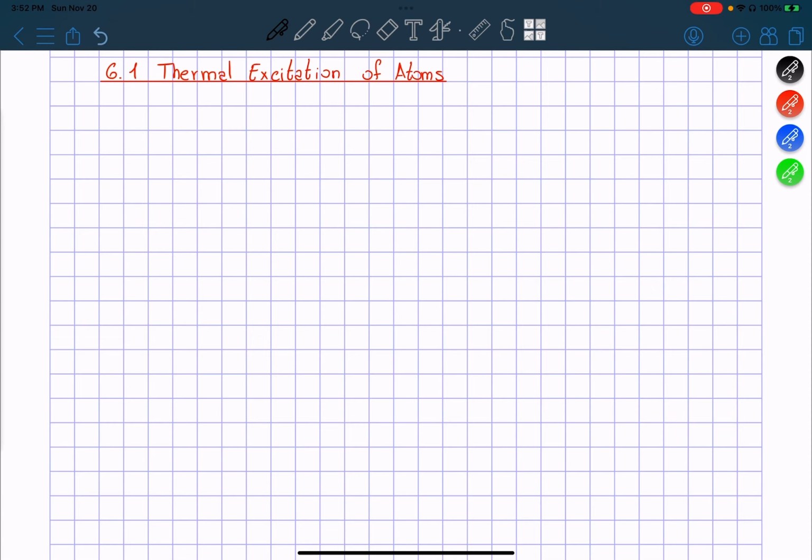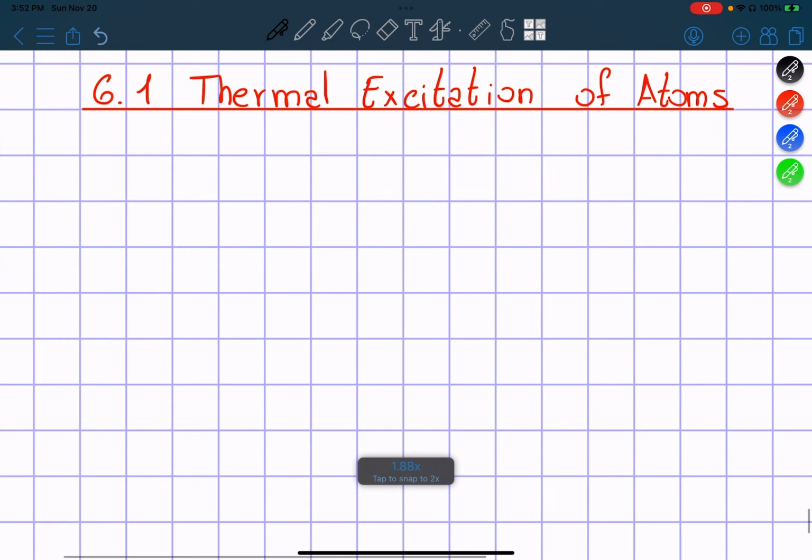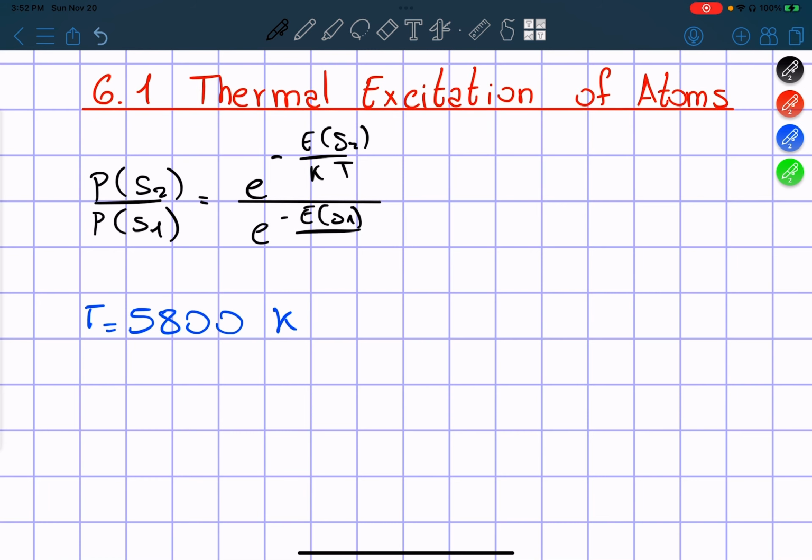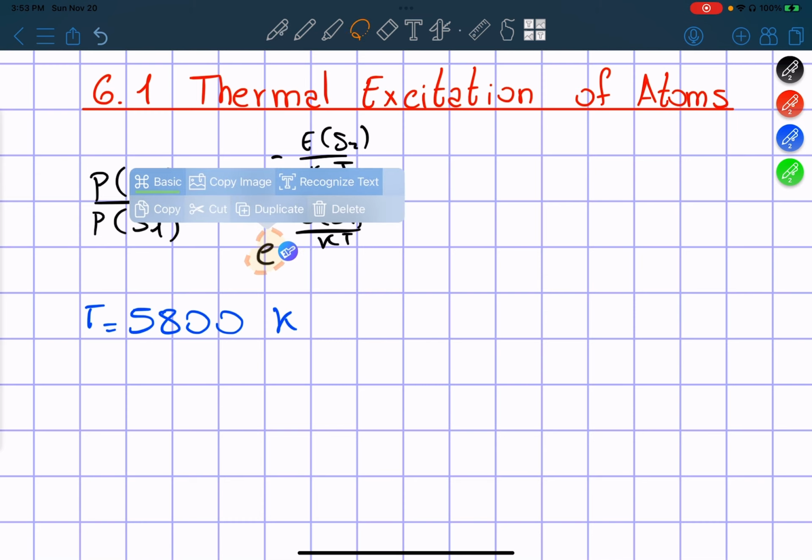state to the other. And we can determine the probability of an electron being in the second state over the probability of an electron being in the first state in the sun by knowing that the temperature of the sun is equal to 5800 Kelvin. So again, we could say e to the power of negative E_S2 divided by kT over e to the power of negative E_S1 divided by kT. I'm gonna write it down so you can see better.